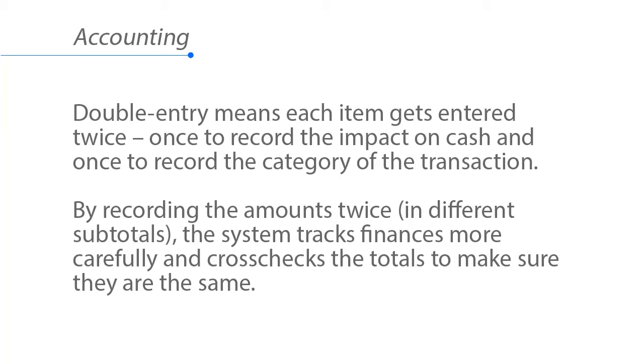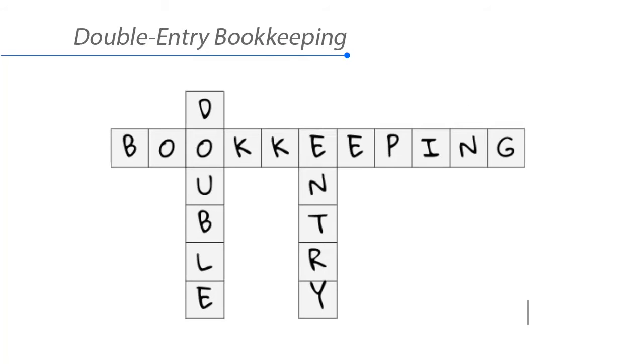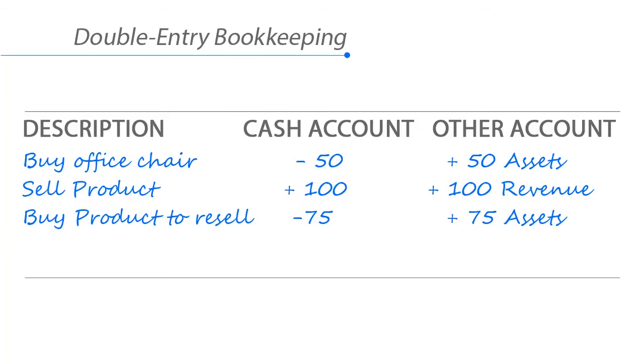By recording the amounts twice in different subtotals, the system tracks finances more carefully and cross-checks the totals to make sure they're the same. This is similar to how a crossword puzzle requires letters to fit both down and across the puzzle. Here are 3 transactions recorded using double entry bookkeeping. Notice how each transaction has 2 entries, one to show the effect on cash and the other to show the effect on a related account.